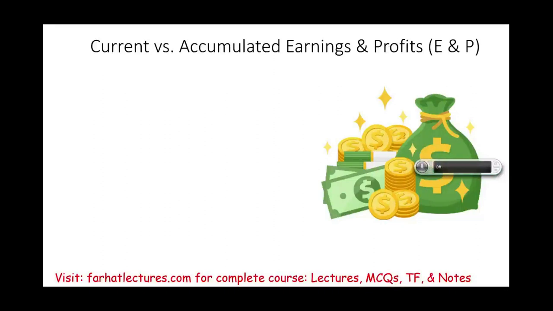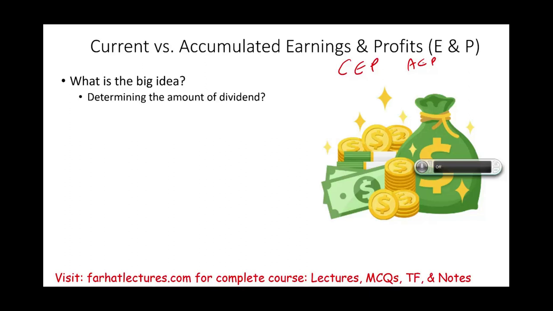Hello and welcome to the session in which we will discuss current earnings and profit and accumulated earnings and profit, which are known as CEP and AEP. Now, what is the big idea of CEP and AEP? Why do we need to know about those two? Well, because we need to determine the amount of dividend from the corporate distribution.